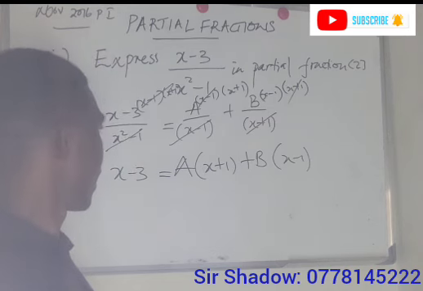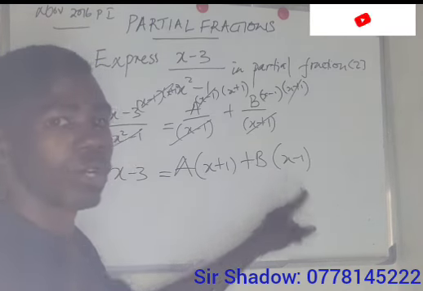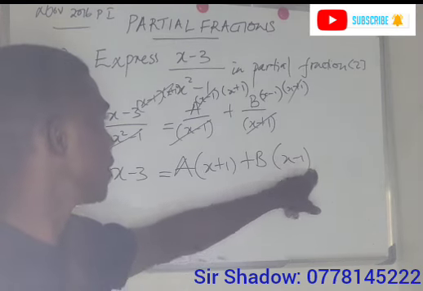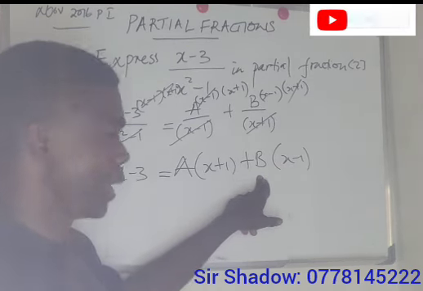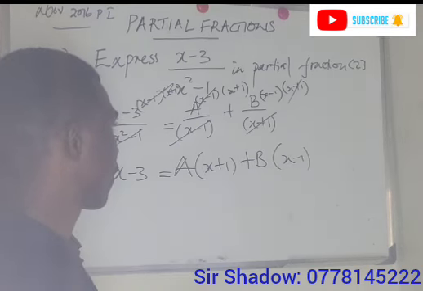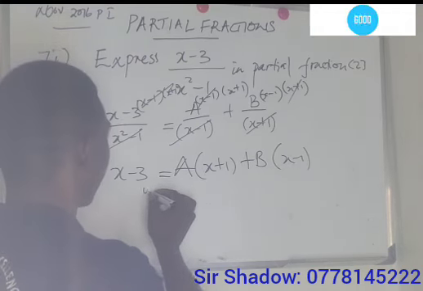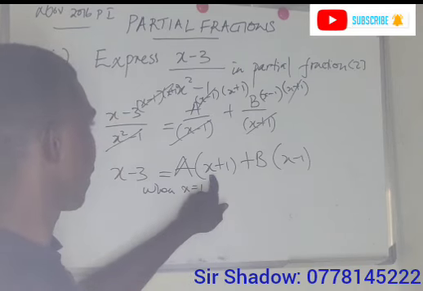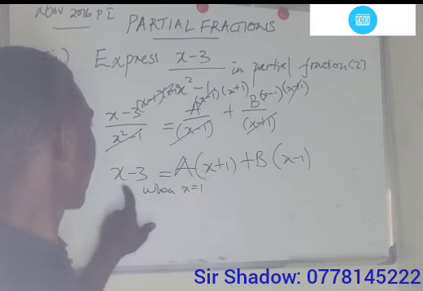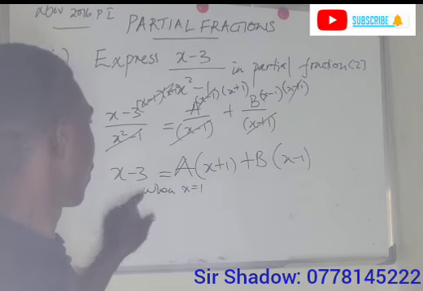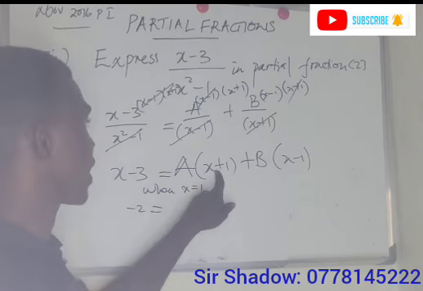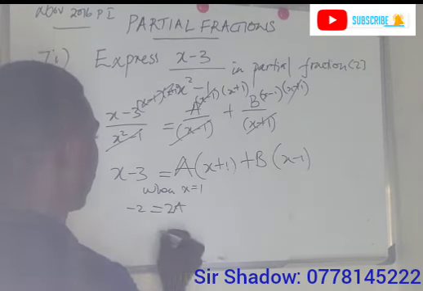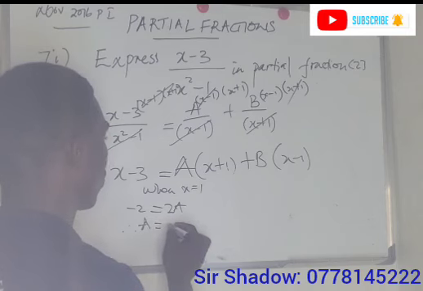So how do you find the value of a and the value of b from this condition? You can let x equal 1, so that you eliminate the expression of b. When x is 1, you have 1 plus 1, which is 2. Then when x is 1, x minus 3 is minus 2, so minus 2 is equal to 1 plus 1, which is 2, times a, which is 2a. Therefore a is equal to minus 1.